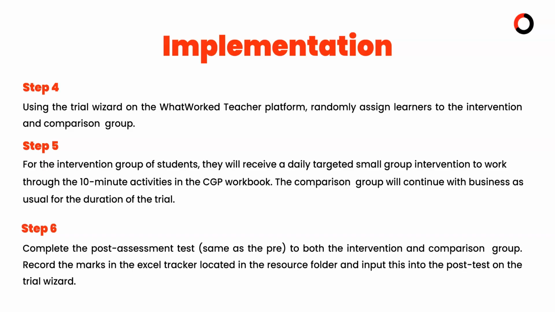And step 6. Complete the post-assessment test, which is the same as the pre, with both the intervention and comparison group. Record the marks in your Excel tracker and then input these into the post-test on the trial wizard. You then complete the process evaluation and then click Analyze. It will generate an impact report to show you how the intervention has worked in your school.